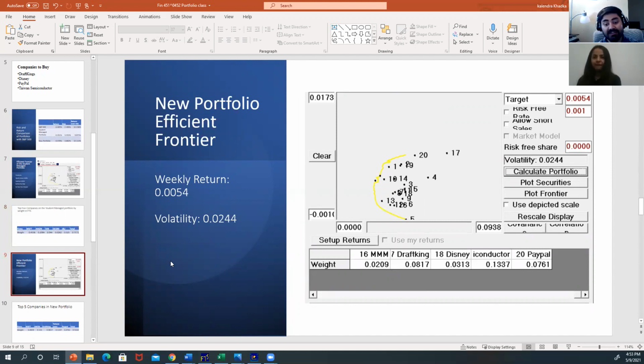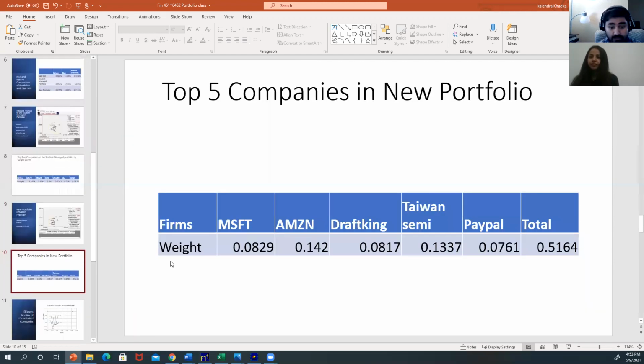In this case, we have been able to successfully decrease our risk for the same return by changing some of these companies in our portfolio. And according to the FTS, the top five companies in our new portfolio are Microsoft, Amazon, DraftKings, Taiwan Semiconductor, and PayPal. None of these companies are weighted very heavily. The total weight of these five companies is around 51% or 52% in actual. The weight of all these companies is nicely distributed.